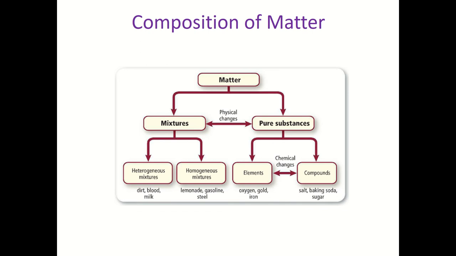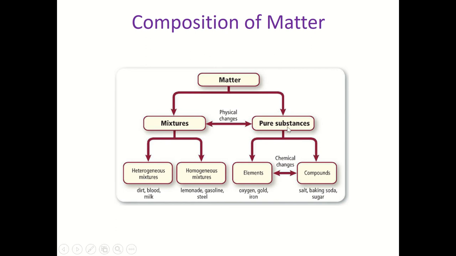Like, for example, tomatoes and cucumber, cucumber and lettuce, right? That's called a mixture, but there is no chemical interaction between them, and you can separate them by physical means. Now, mixtures can be split into either heterogeneous mixtures or homogeneous mixtures. In the homogeneous mixtures, you cannot distinguish between the different components. Like, for example, lemonade, gasoline, and steel. Now, all these are mixtures, and you cannot distinguish between the different components. And for the heterogeneous mixture, like dirt, like blood, like milk, this is the one where you can distinguish between the different components.